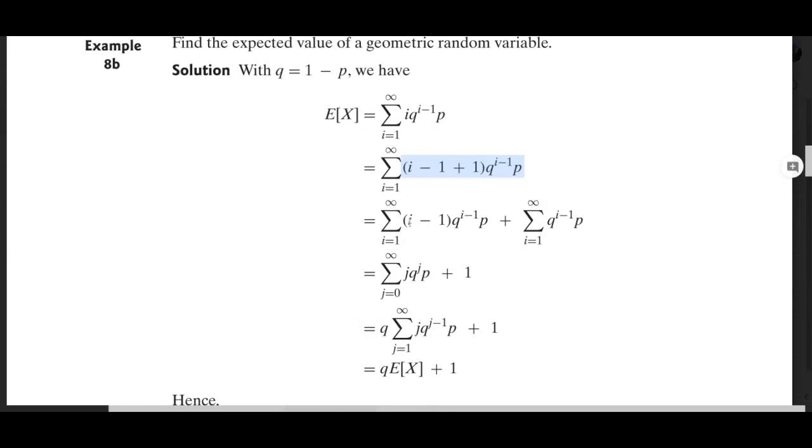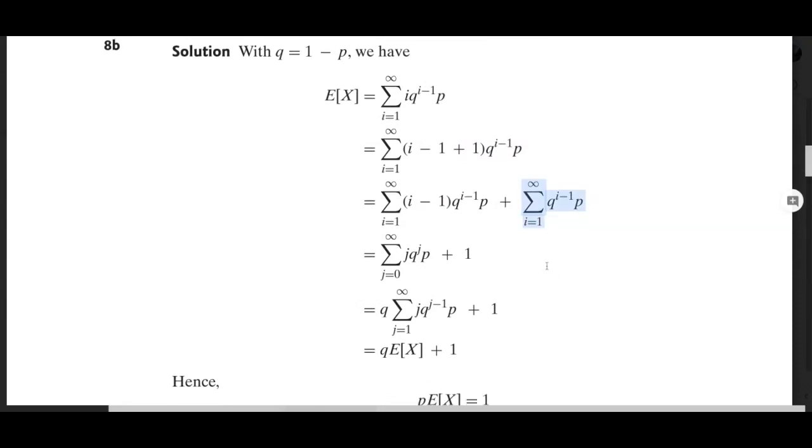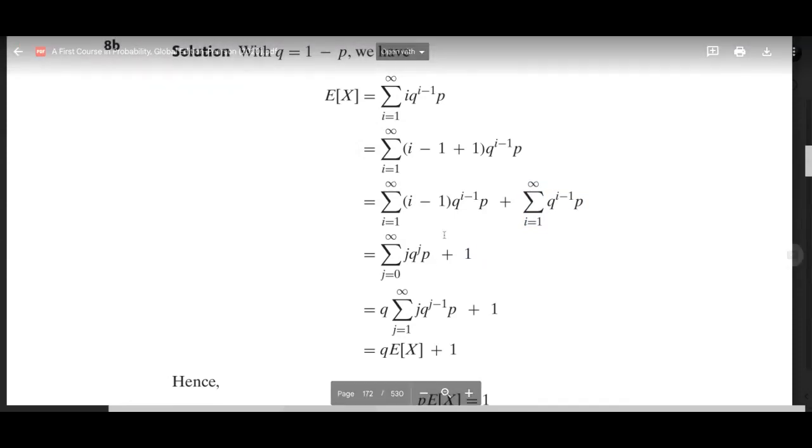Then we split it to be i minus 1 of this, because now we have i minus 1 and q raised to i minus 1. And then this 1, so 1 multiplied by this. Well, what is this? This is just 1, right? This is the whole thing, all the probabilities for the geometric distribution. So that just adds up to be 1. So this part is 1. But what about this part?